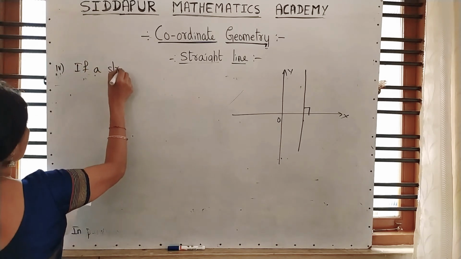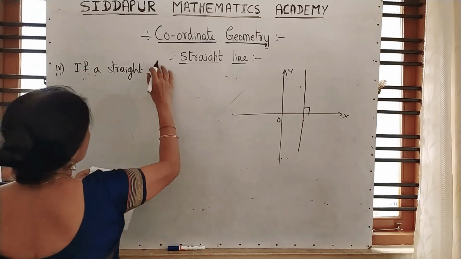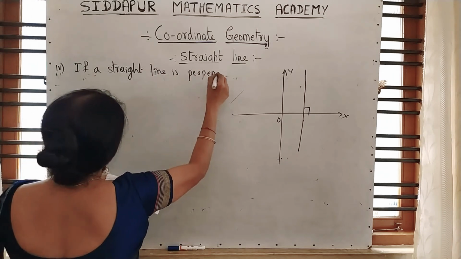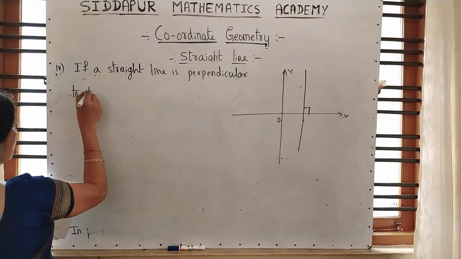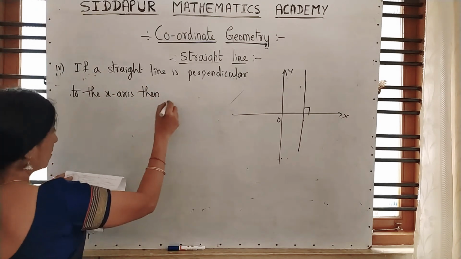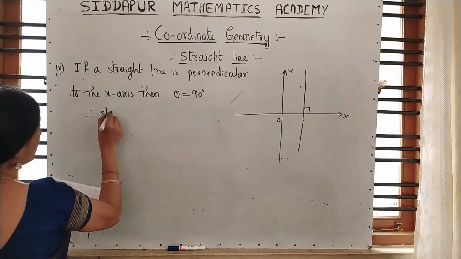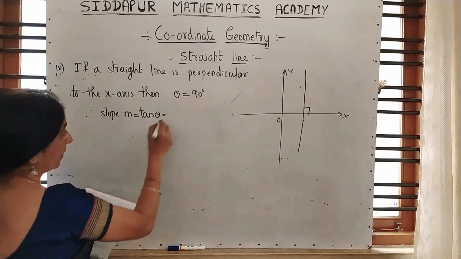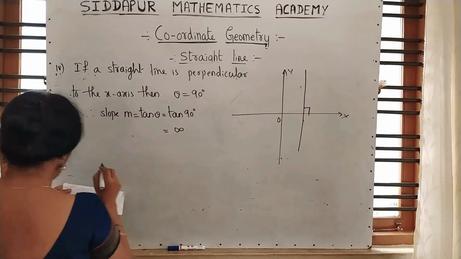If a straight line is perpendicular to the x-axis, then theta is equal to 90 degrees. Therefore, slope m is equal to tan theta. As I already told you, slope is generally denoted by m. Tan 90 degrees is infinity, that is not defined.